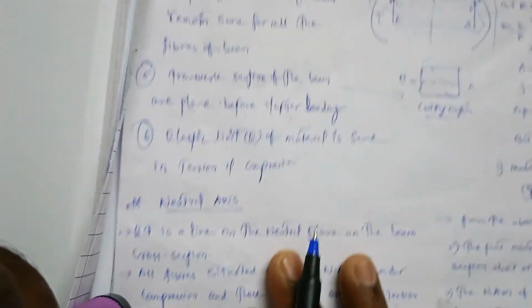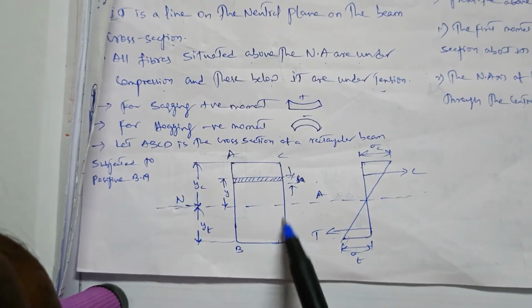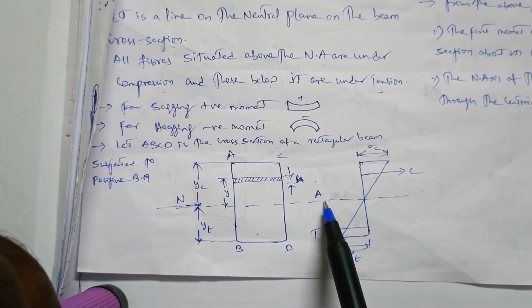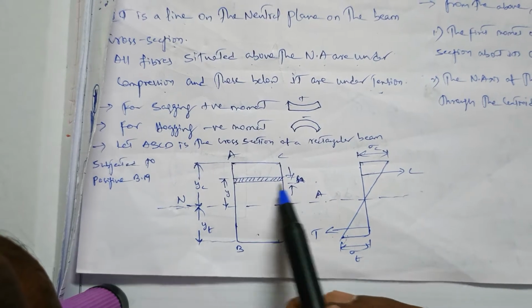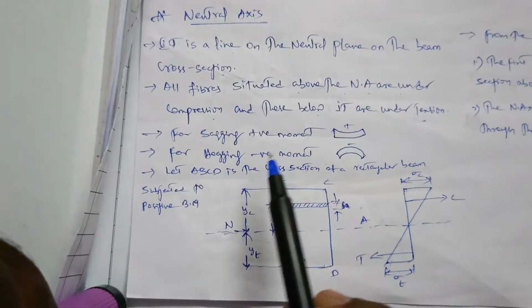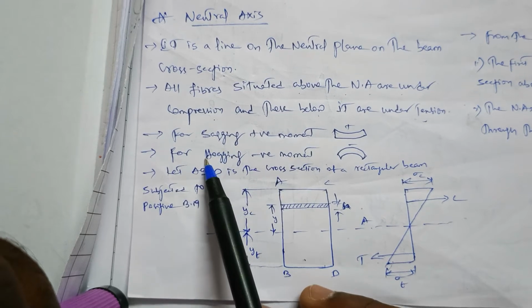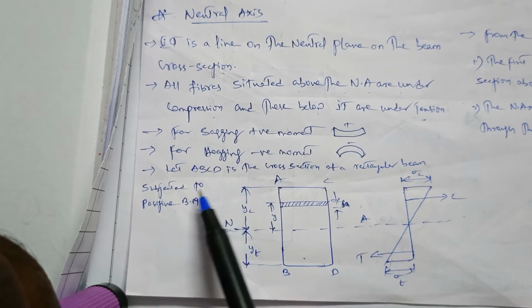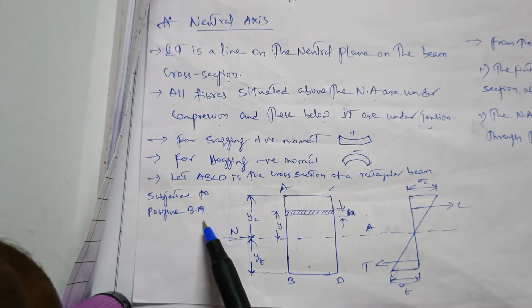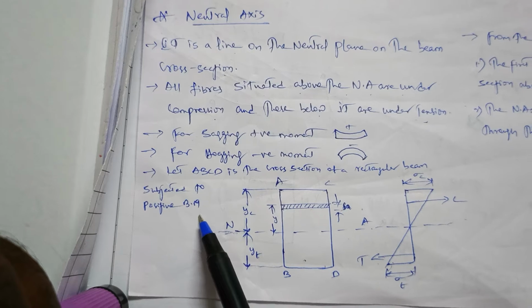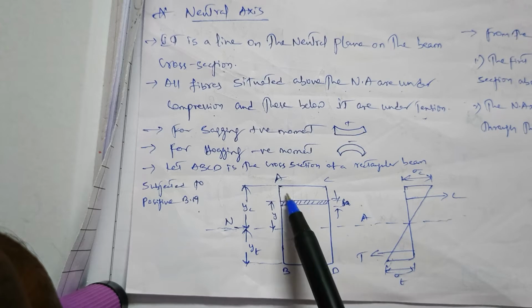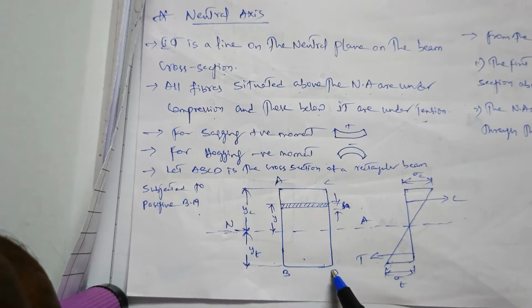Let us consider an example: a rectangular beam which we have considered here. This center of the point is known as the neutral axis, and this is a considered elemental strip. For sagging we take positive moment, for hogging negative moment. Let ABCD be the cross section of a rectangular beam that is subjected to positive bending. Every time we have to take the positive bending moment. This is a rectangular beam, known as ABCD.